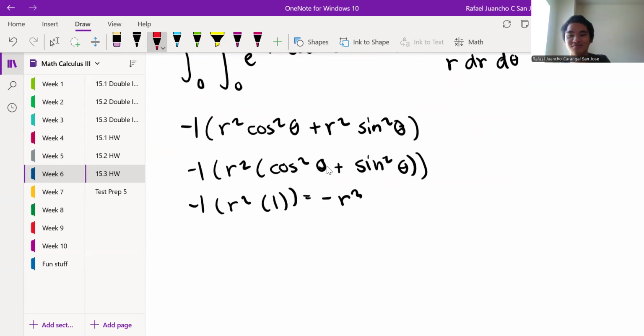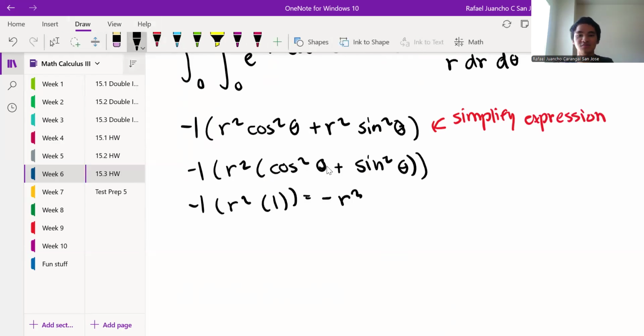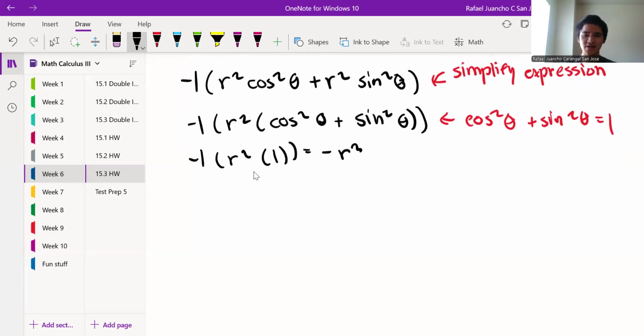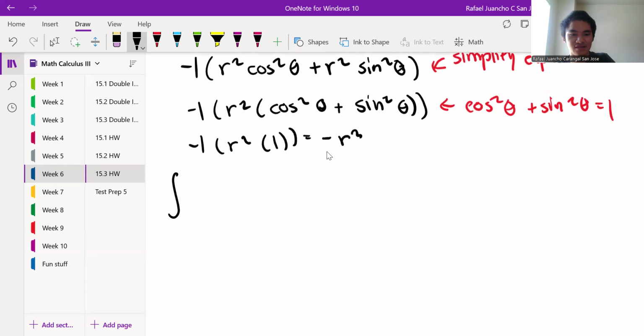It was just a simplified expression. Because by definition, that was true, right? Cosine squared and sine squared is always going to be equal to 1, no matter what. So that was the idea there. And then here's just negative r squared. So let's evaluate that easy integral.